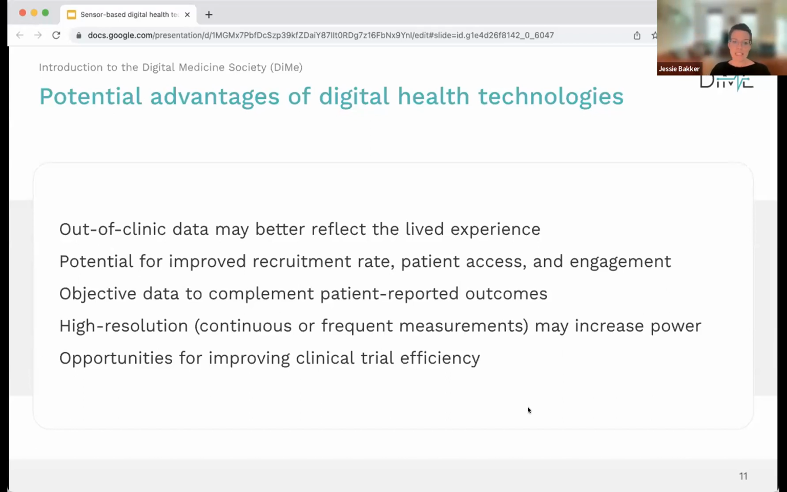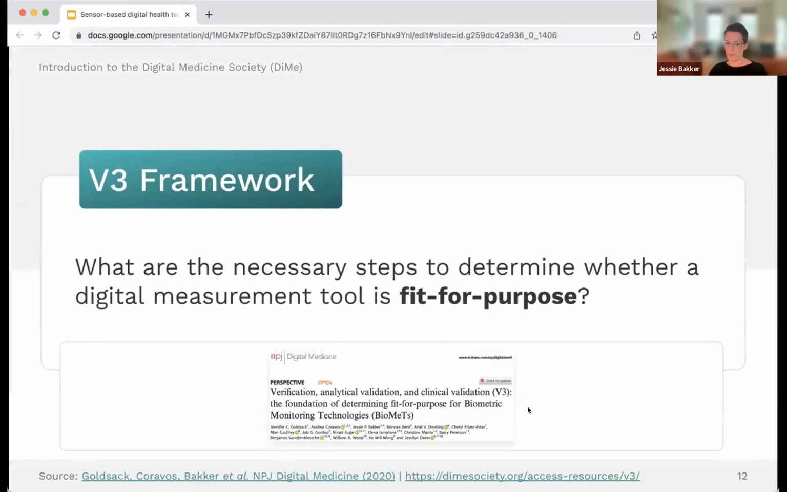However, all of these advantages do come with some challenges as well. One of which, a biggie, is that there are just so many of these digital measurement tools now available, especially in the field of sleep. So it can be really challenging for clinical researchers, sponsors, clinicians to identify a tool or a group of tools that may be appropriate for a particular clinical trial. And that is what led us to development of the V3 framework, which was published by DIME in NPJ Digital Medicine in 2020.